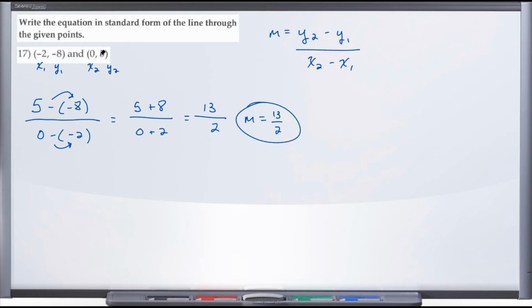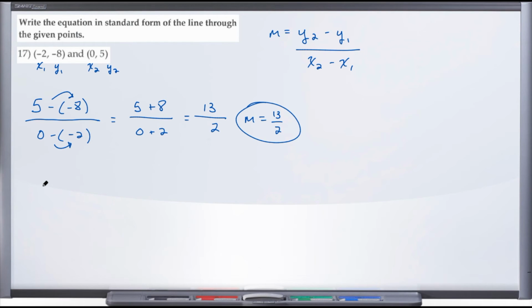Now that we've found our slope, we're going to choose one of the 2 given points and use that point plus the slope we just found and plug into the point-slope formula. I always recommend, if you are given a point that has a 0 in it, go ahead and use that point with a 0, because it makes it a lot easier to work with, and you'll see why hopefully in a minute here.